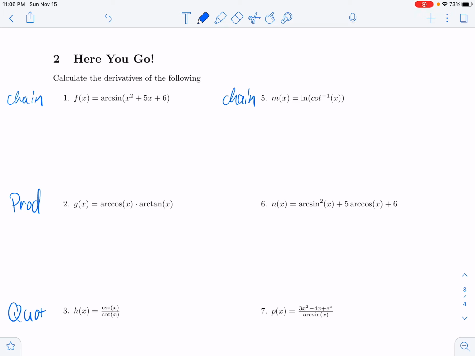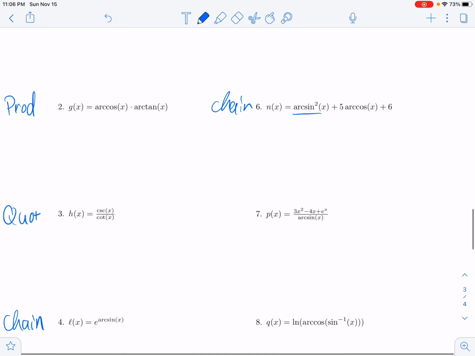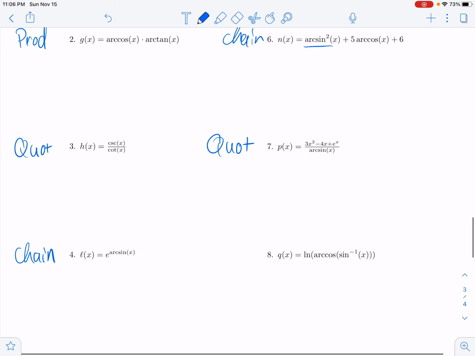This guy will be, I guess there's a chain rule in there, just at the beginning here. Here for this guy, we have a quotient. And this last guy, we're going to have 2 chain rules.